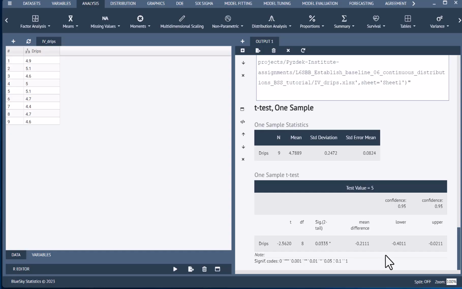So this tells us that the average difference is minus 0.02111. The lower confidence interval is minus 0.4. The upper confidence interval is minus 0.0211. And the zero difference value is not in that interval. So we conclude that the drip values are not equal to 5 on average.